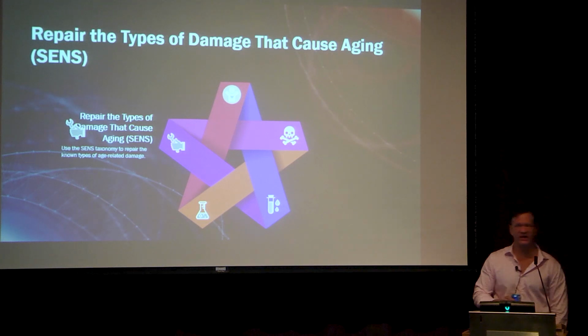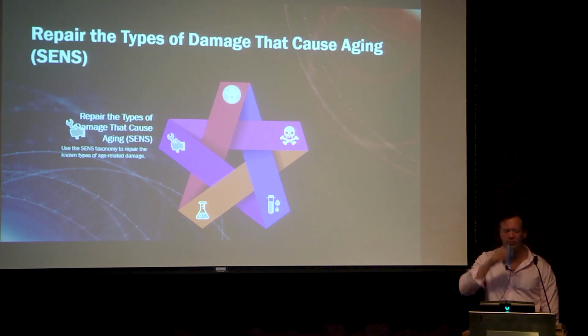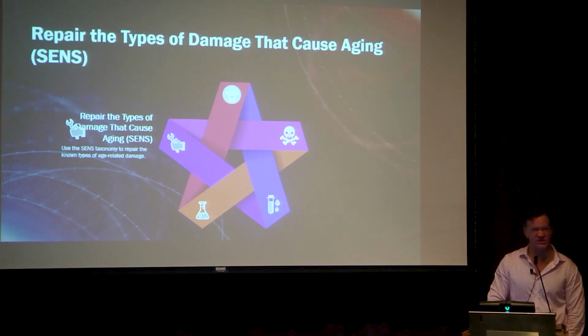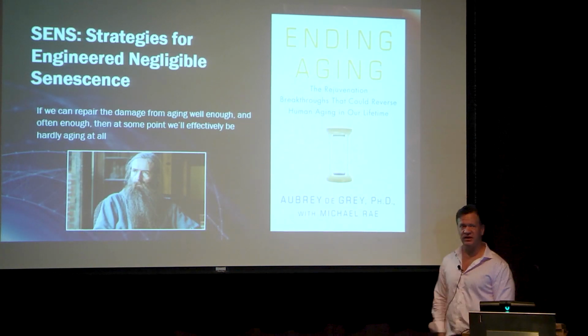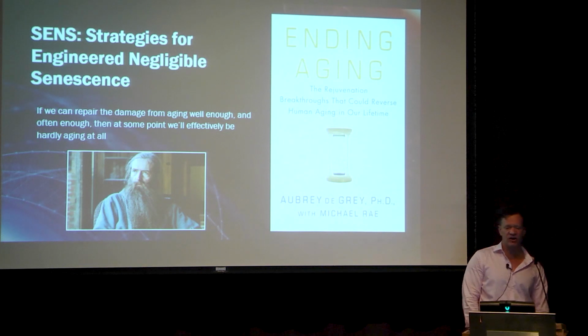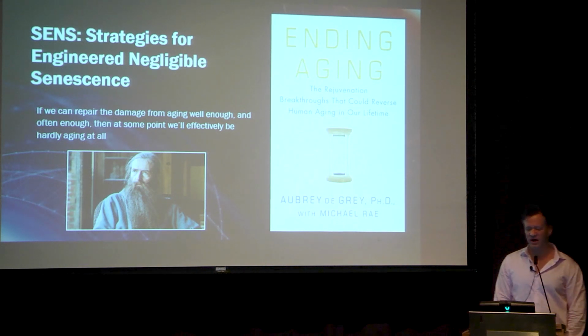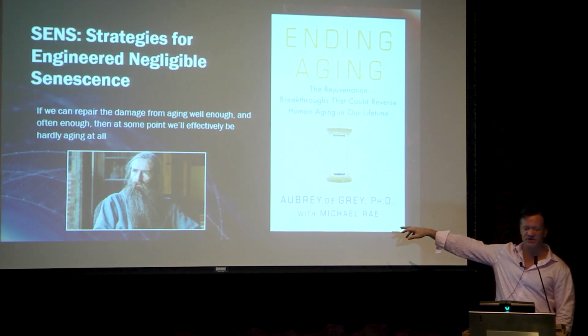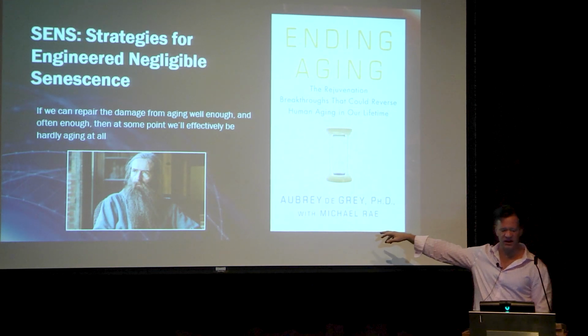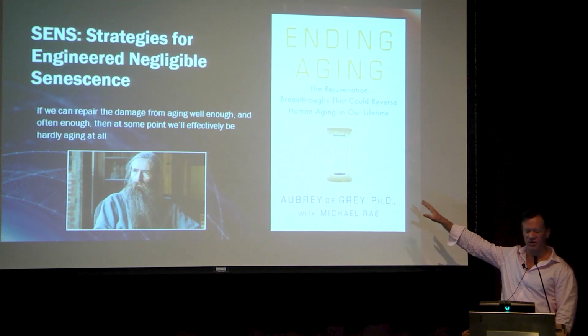Okay, now we get to the heavy stuff. Repair the types of damage that cause aging. All right, guy in the lower left corner, I want to just call this out right away. This is Dr. Aubrey de Grey. He is the creator of the concept of SENS. This is his book, Ending Aging, the Rejuvenation Breakthroughs That Could Reverse Human Aging in Our Lifetime. Highly recommend this book. It's a great read.